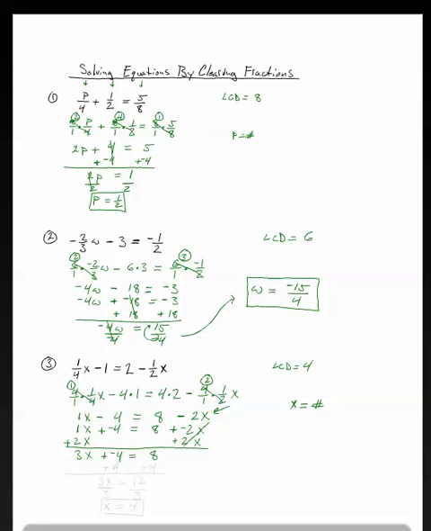Now I want to get rid of that negative 4, so I add 4 to both sides. Negative 4 plus 4 cancels, and I get 3x equals 12. In my last step, I need to divide by 3 on both sides, and that'll give me a final answer of x equals 4.